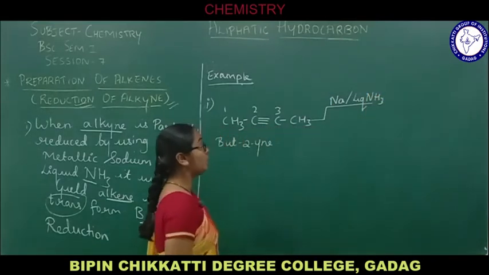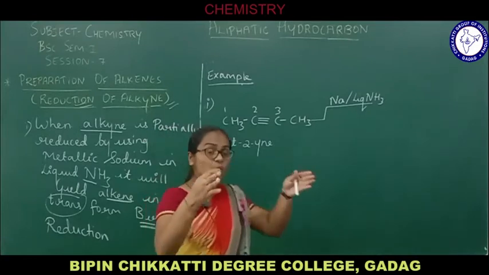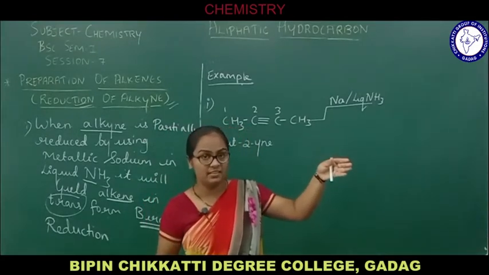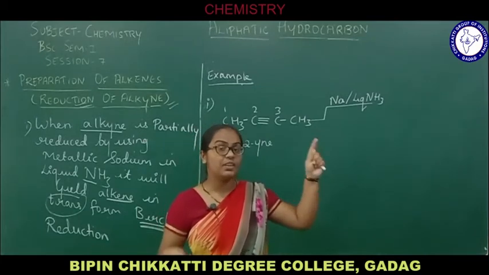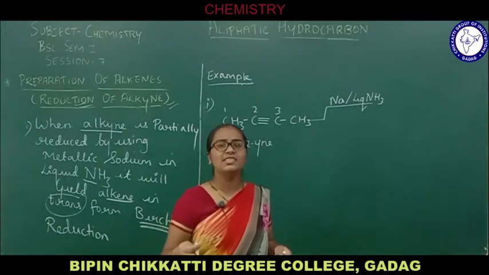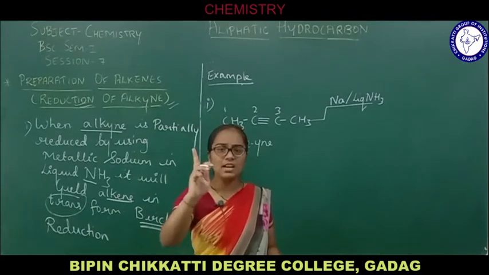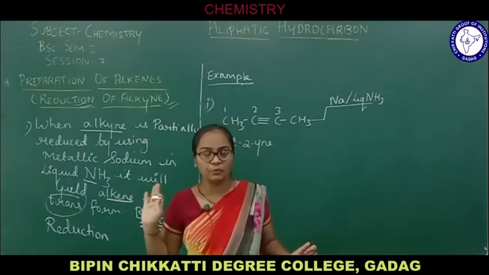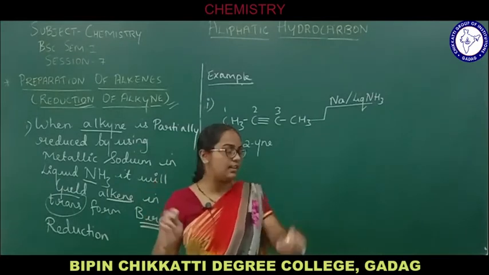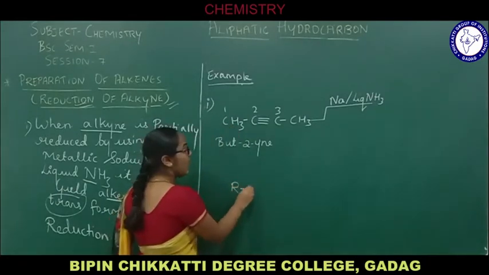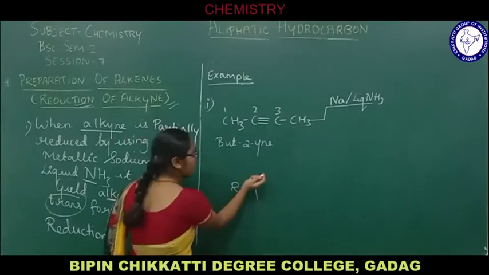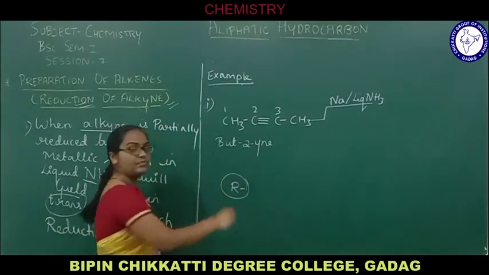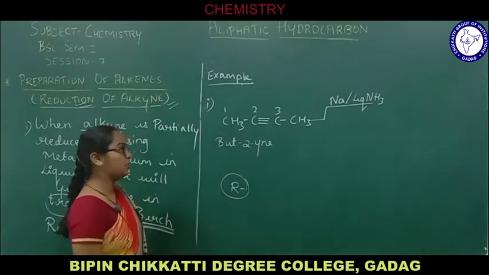Now how will the trans form be formed? The two alkyl groups are going to be present on opposite sides. Remember the general reaction. Alkyl group means what? It is a sister of alkane where one hydrogen is less. If you remove one hydrogen from the alkane, what is left is the alkyl group. I repeat once again, this is an alkane. If one hydrogen is removed from the alkane, what is left is the alkyl group.